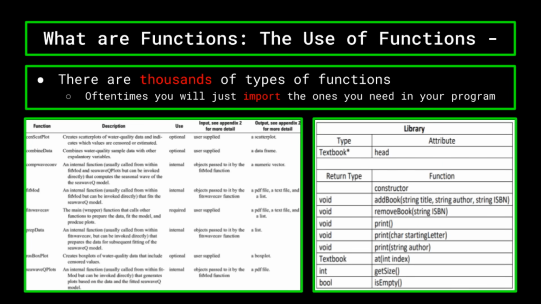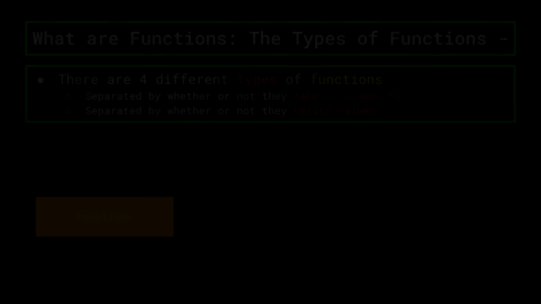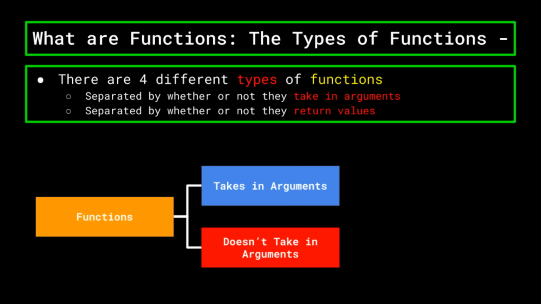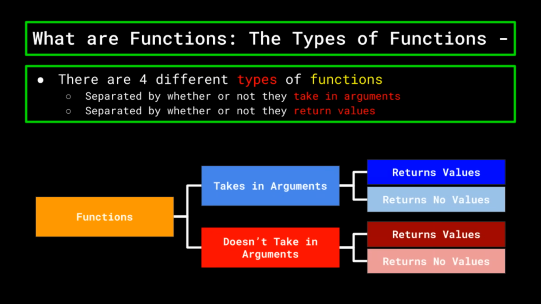There are thousands of functions that are available to you through the IDEs. However, because we won't always use all the functions that are available to you in a single program, you have to import these functions from packages found in the IDE, which is something that we'll be covering later on. Now there are 4 main types of functions in most programming languages, and they are separated by 2 defining features: whether or not they take in arguments and whether or not they return values.